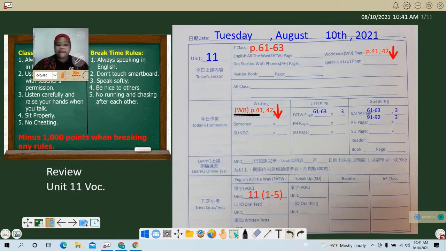Okay. All right. So, again, today is Tuesday, August 10th, 2021. Today's lesson is Unit 11, pages 61 to 63. We'll do workbook pages 41 to 42, discuss it, and then you will do that as your homework, okay? Please take down the raise your hand on Google Meet. Take it down. Austin.